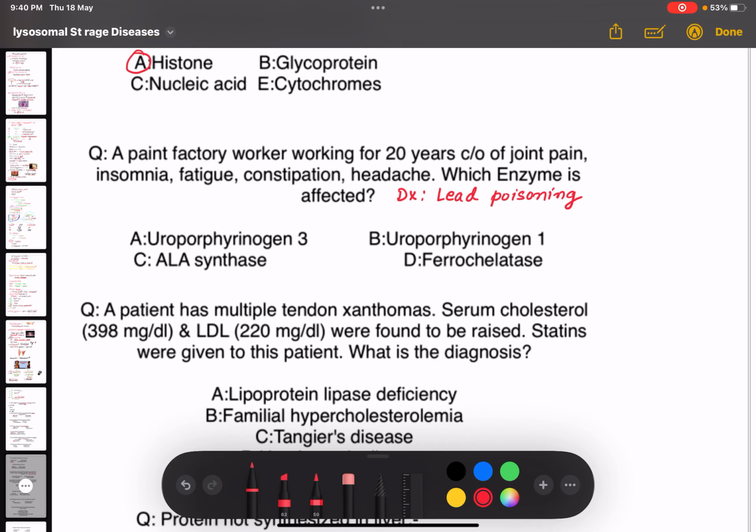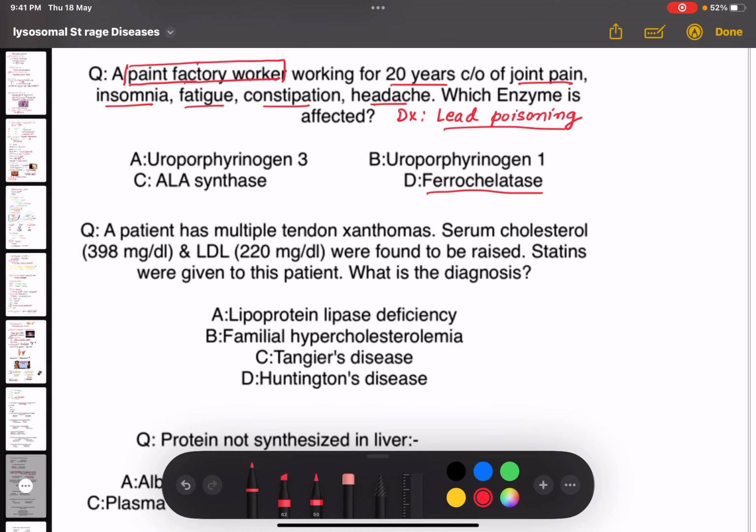See guys, another important point. If in a question you get the history of a paint factory worker, think of lead poisoning. See this question: a paint factory worker working for 20 years, with joint pain, insomnia, fatigue, constipation, headache. All these are symptoms of lead poisoning. And lead is going to inhibit which enzyme? That is known as ferrochelatase. Lead is going to inhibit this enzyme. The answer will be ferrochelatase.